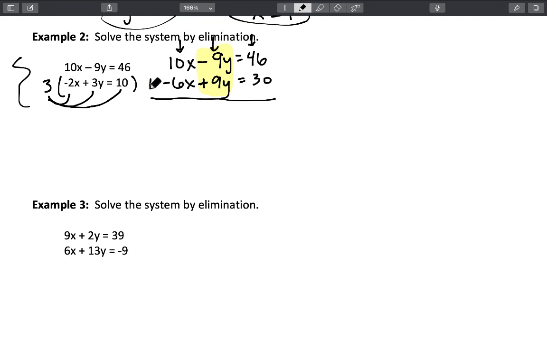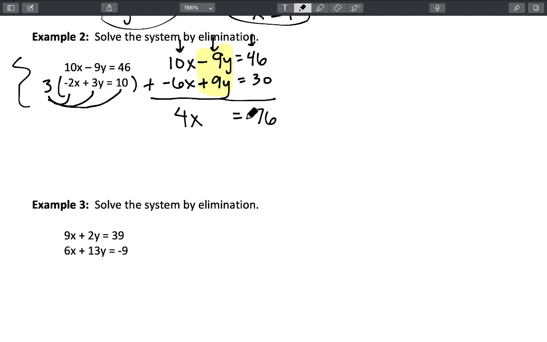10x plus a negative 6x is 4x. Negative 9y plus a positive 9y is 0y. And we're not even going to write it. It's just eliminated. And then 46 plus 30 is 76.